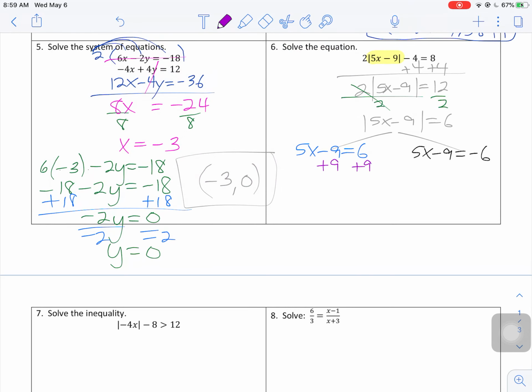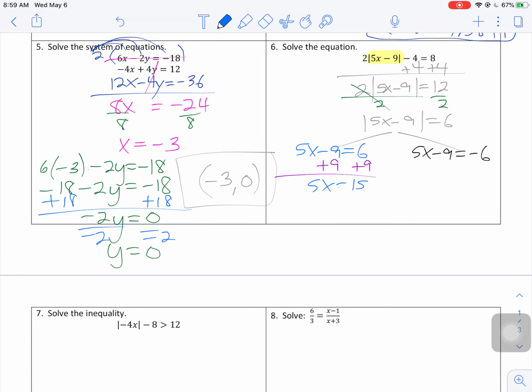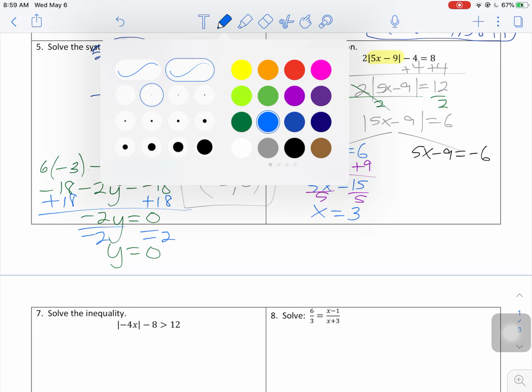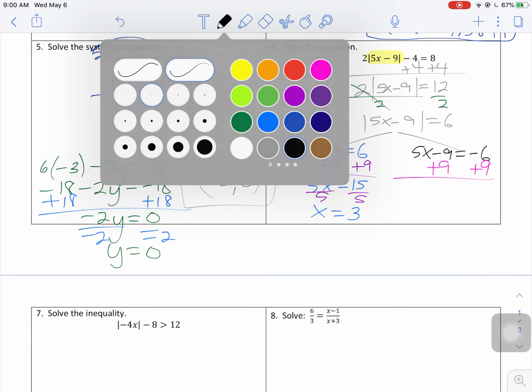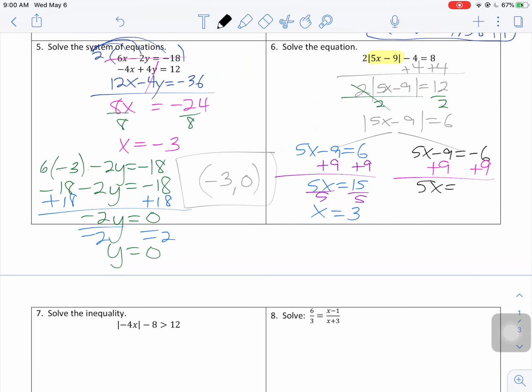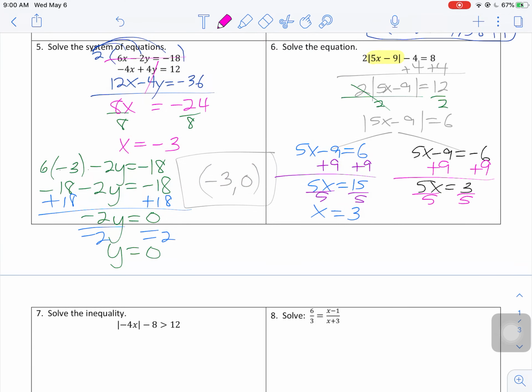So add 9. 5x equals 15. Divide by 5, divide by 5. X equals 3. And then on the other equation, add 9. 5x equals 3. Divide by 5, divide by 5. X equals 3/5. And remember, it's fine to have a fraction as an answer, just make sure it's reduced.